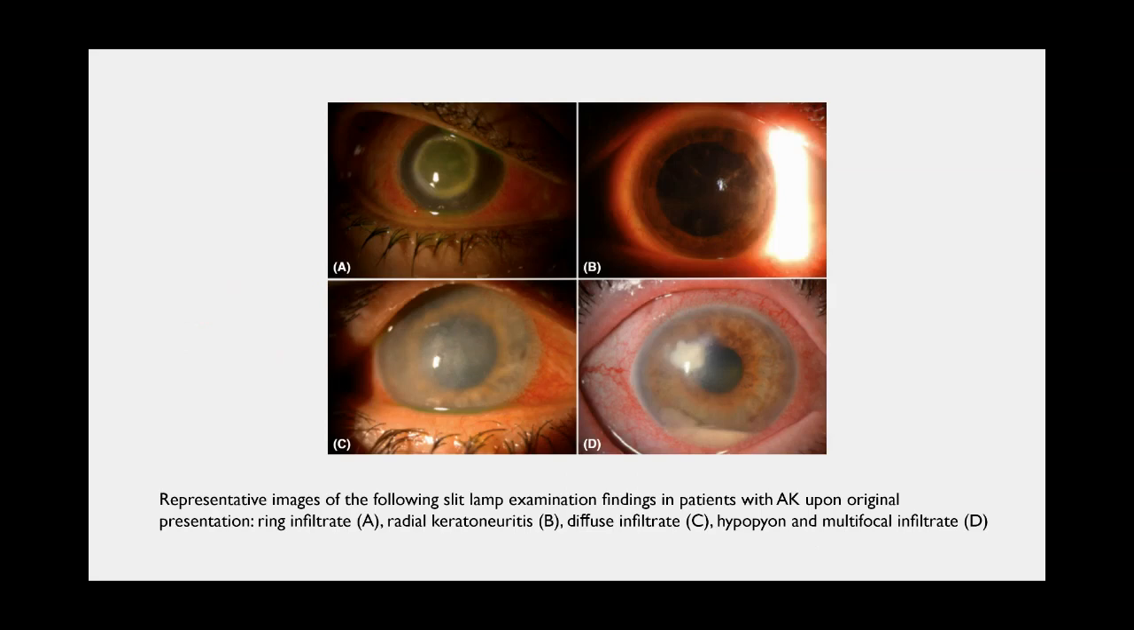Here is an image with the previously described signs of Acanthamoeba keratitis. In particular, I would like to point out the classic ring infiltrate in image A, where you can see the central corneal haze with a paracentral demarcation ring, characteristic of Acanthamoeba keratitis. I would also like to point out radial keratoneuritis, which is considered pathognomonic, in image B, in which the patient has an irregular and hazy appearing epithelium. Diffuse and multifocal infiltrate in images C and D respectively were also clinical signs found in our study.